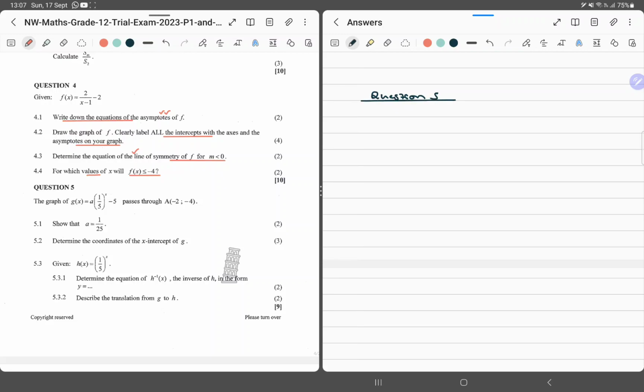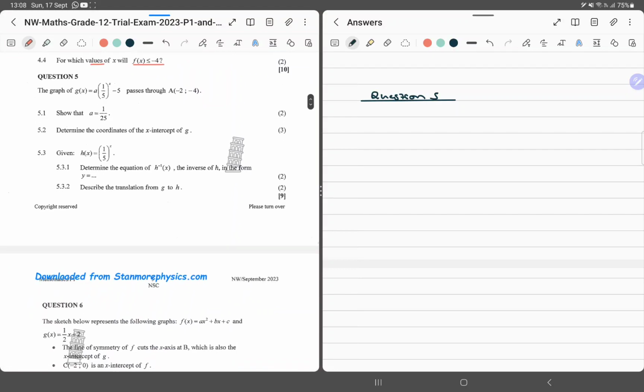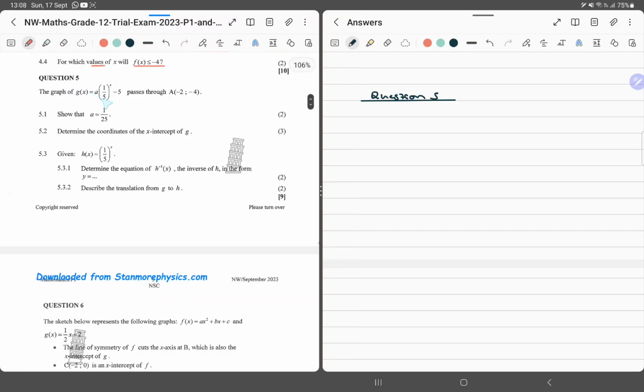So we've got question 5. Now again, another grade 11 function related question. I told you the graph of G is a multiplied by base 1 over 5 raised to exponent x, minus 5. Okay, so this is a vertical shift, as you can see. The graph passes through A. Okay, there's a point through which this graph passes. It says now show that A is 1 over 25.